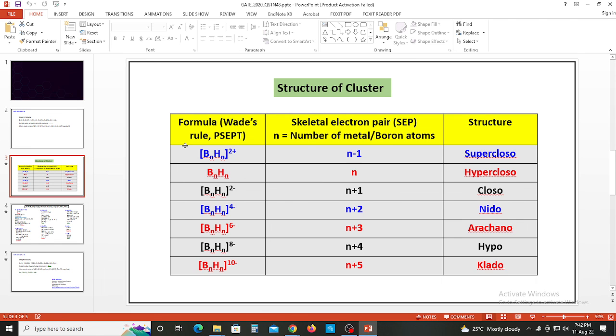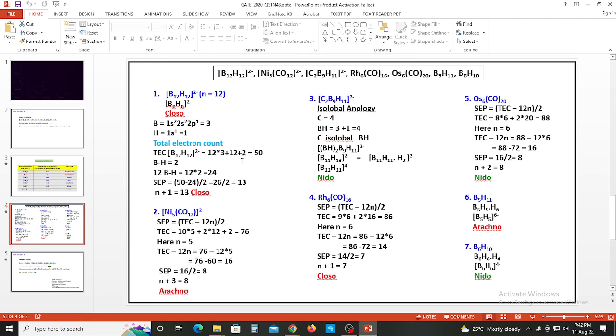This is very important, and if you know this, the answer will be clear. If you have any doubt regarding this question, please let me know. We have explained all the clusters, but if you have any doubt, you tell me. Is it clear? Are all compounds clear, or is there anything else to explain?